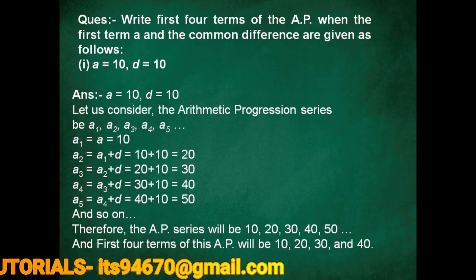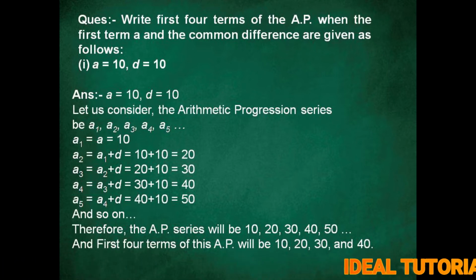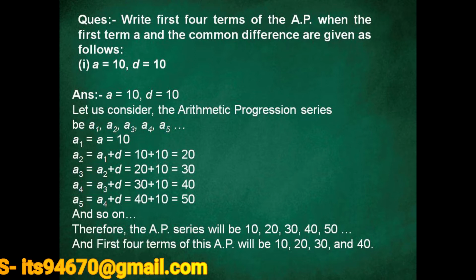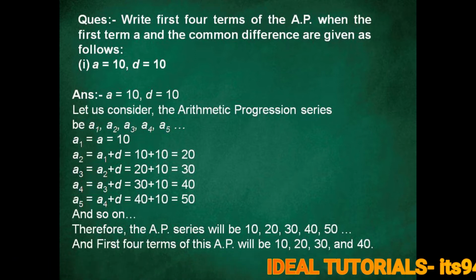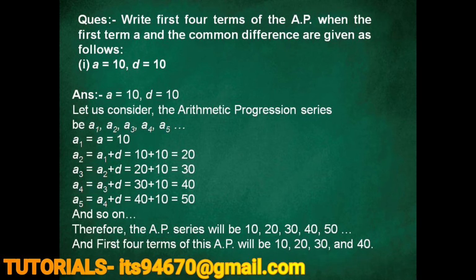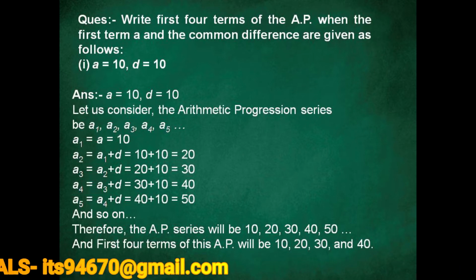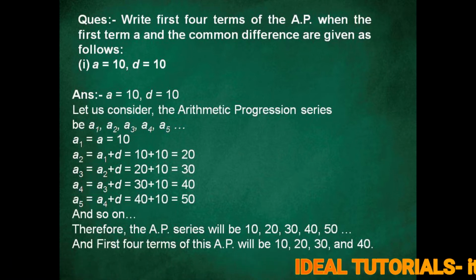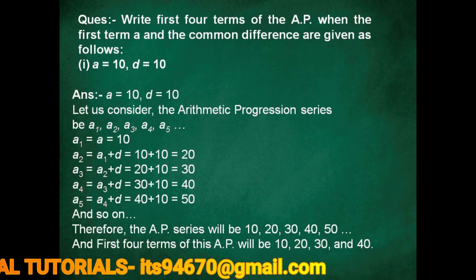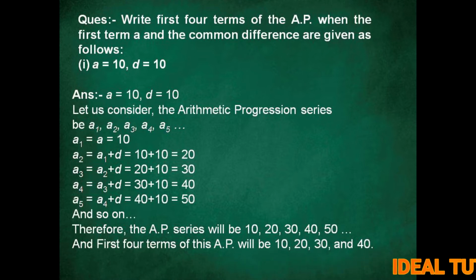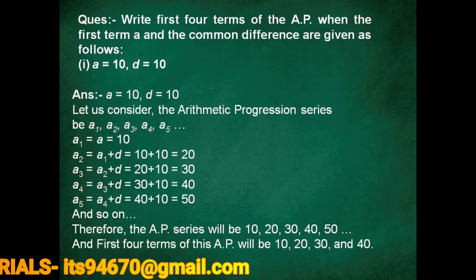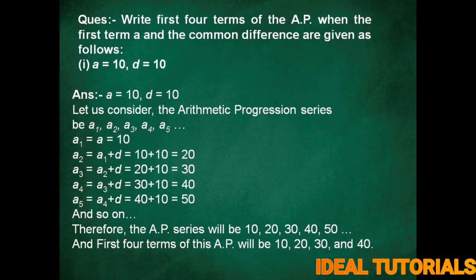Another example: write the first four terms of the AP when the first term and the common difference are given as follows. Suppose that a is equal to 10 and d is equal to 10. Now find out the first four terms. Here a1 is 10. a2 is equal to a1 plus d, so 10 plus 10, 20. a3 equals a2 plus d, 20 plus 10 equals 30. a4 equals a3 plus d equals 30 plus 10 equals 40.